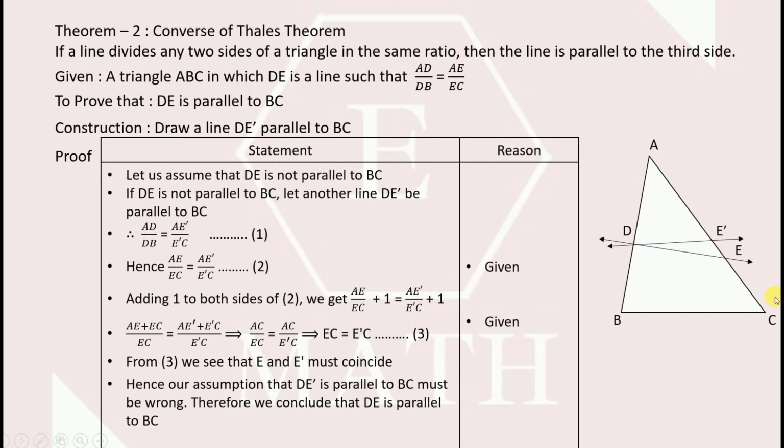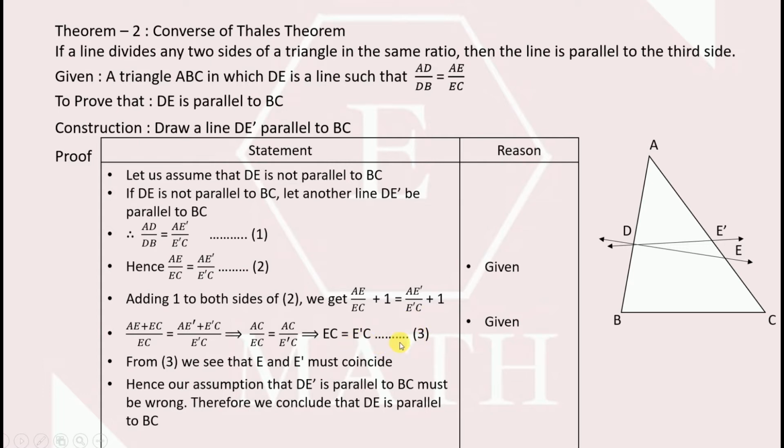AE plus EC will be equal to the whole length AC, correct? And that is substituted over here. And similarly, AE dash plus E dash C will be again equal to AC, right? So AC will be cancelled on both the sides, and after cross multiplying, what we get is the value of EC will be exactly equal to E dash C. This is your equation number 3.